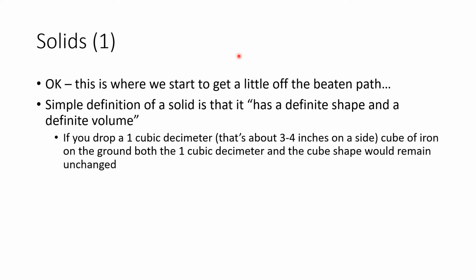Okay, now solids, and notice that this is solids 1. There's going to be another one in a minute. So solids, we're going to get a little deeper than maybe we've done before in your high school classes. The simple definition of the solid is that it does indeed have a definite shape and a definite volume. Let's say we had that cube that I was talking about earlier. Let's say it's a cube of iron. If you dump that cube of iron out, it's still a cube and it's still the same volume that it was to start with. It resists that change in shape and volume.